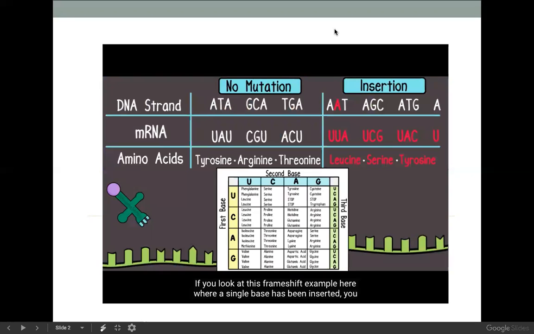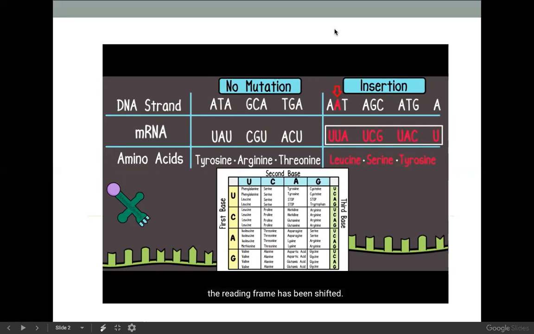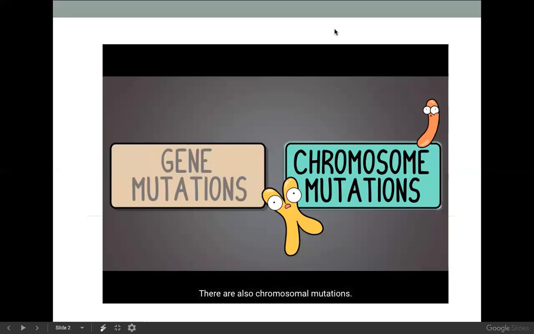If you look at this frame shift example here, where a single base has been inserted, you can see how the following codons, which have three bases each, are now all affected as the reading frame has been shifted. This example shows how it can lead to many amino acid changes. There are also chromosomal mutations.